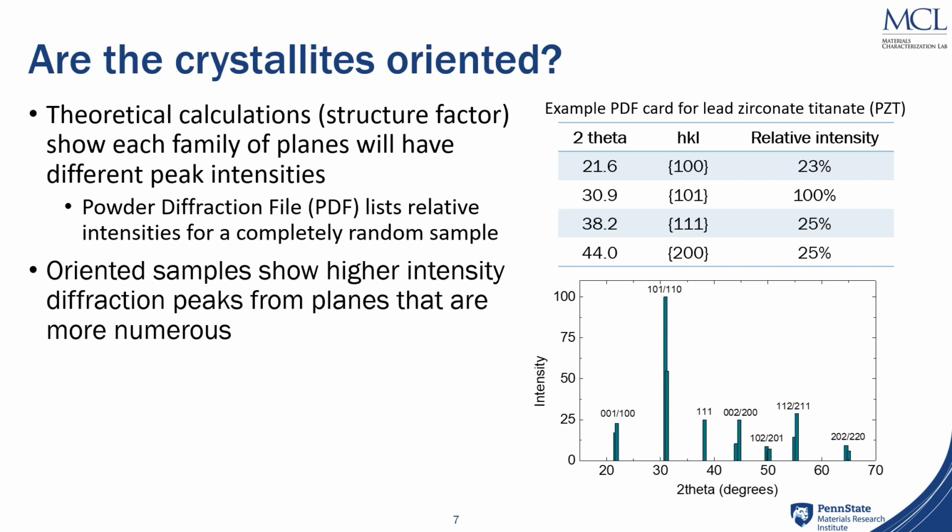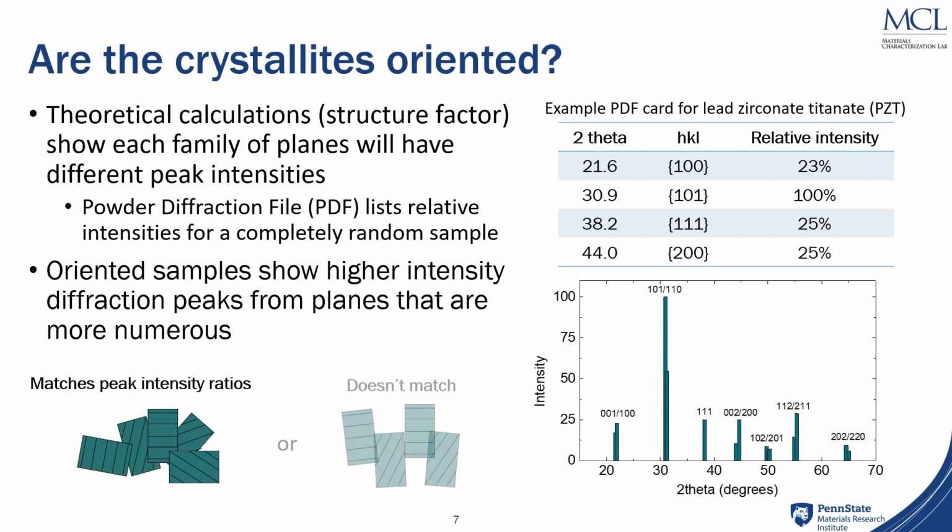And if you have a powder diffraction file card like this table, it will tell you what the relative intensities of all of these peaks should be to each other, theoretically, by calculations using the structure factor. If you have an oriented sample, then these relative intensities are not going to scale correctly. Some planes are going to be more numerous than other planes, and therefore the intensities are not going to scale the way that you would expect for a random powder. So if it's random, the peak intensity ratios match. If it is not random, they will not match.